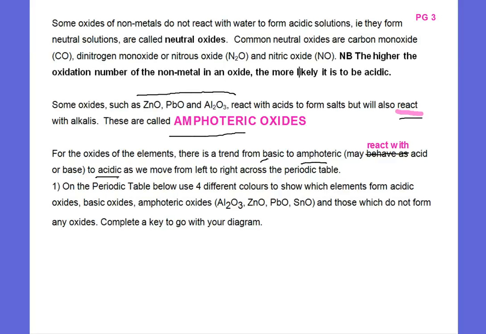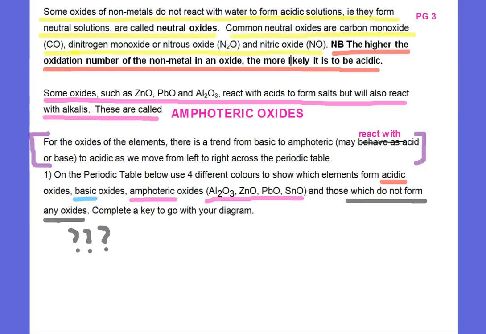That's an important fact to learn, so I'll bring that along. I've just highlighted some key facts here. The first key fact is there are some non-metal oxides that are neutral. The next key fact is that the higher the oxidation number of the non-metal in an oxide, the more likely it is to be acidic.